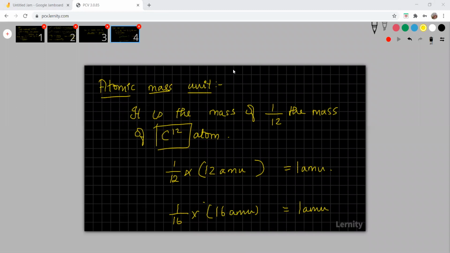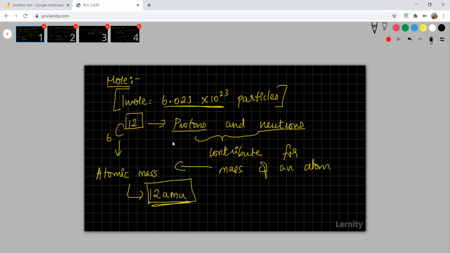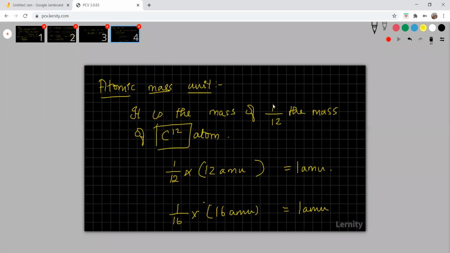Okay, I'm explaining it again. It is 1/12 the mass of a C12 atom. Just now we saw that the C12 atom mass was 12 AMU. Carbon-12 has 6 protons and 6 neutrons, so you have 12 atomic mass units. So you say it is 12 AMU. So it is the mass of 1 by 12th the mass of a C12 atom. That is the atomic mass unit. Why? Because the mass of a C12 atom is 12 AMU, and 1 by 12 gives you only 1 AMU. So that is the definition.